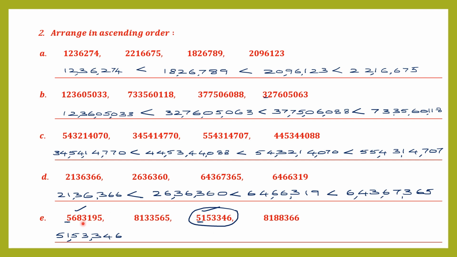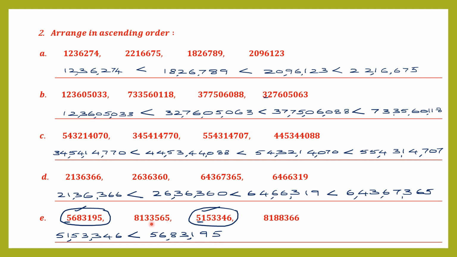That means this is the next one. So let's write the first number given here: 5, 6, 8, 3, 1, 9, 5. Let's put the commas and then read: 56 lakh 83,195. So we finished these two numbers.